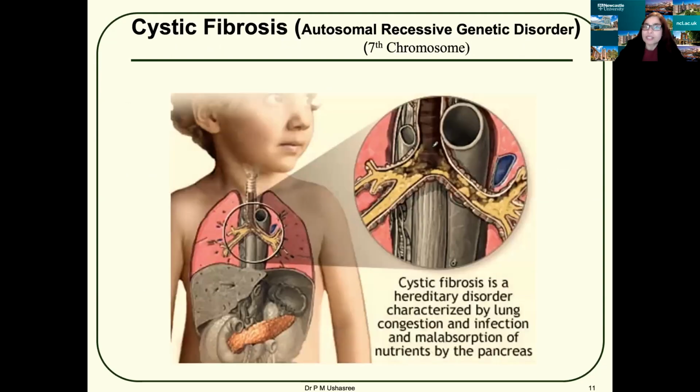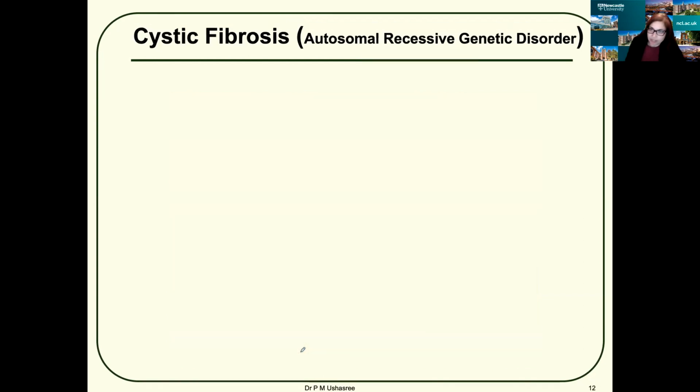So cystic fibrosis is a hereditary disorder. Most of you would have heard that. It affects a gene on the 7th chromosome. It is an autosomal recessive genetic disorder, isn't it? It is characterized by lung congestion and infection and malabsorption of nutrients by the pancreas. So this is one good example of statistics. You know why? Let's quickly go through this.